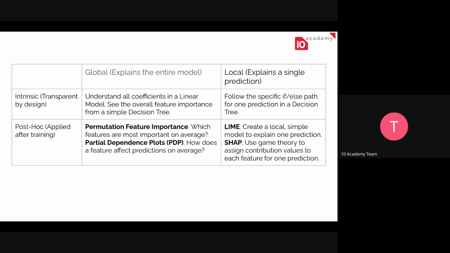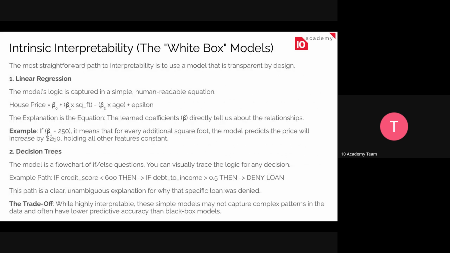So for each feature, you can consider them as the players, and the weight as a payout. For participation in the game, you can pay out the features by how important they are. So let's take a look at the white box models first, and then we will move to the black box explainability methods.